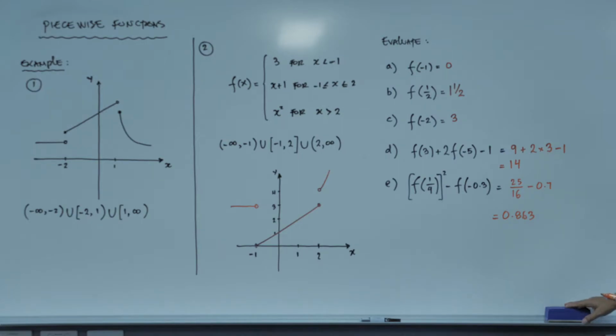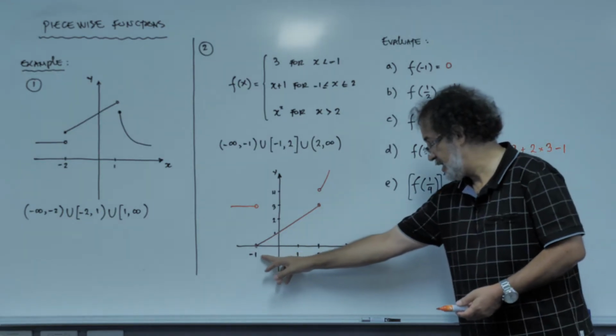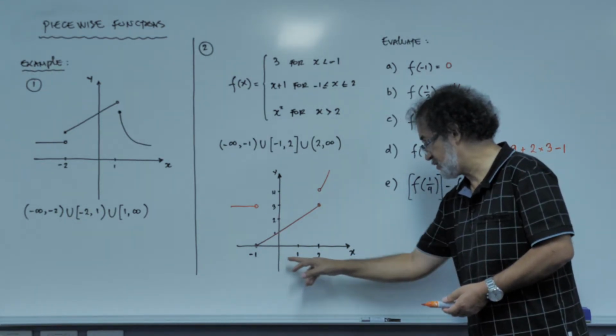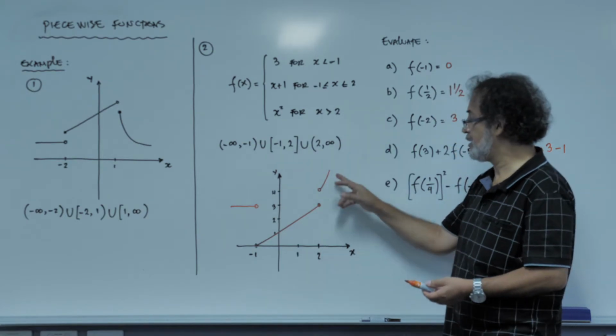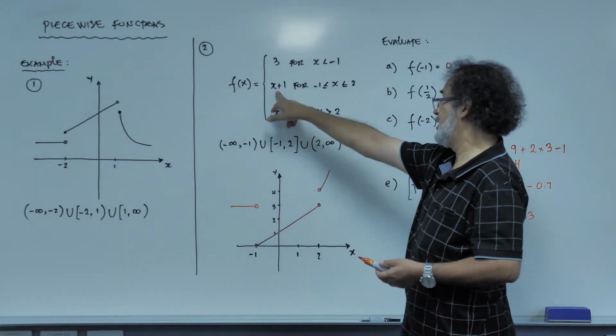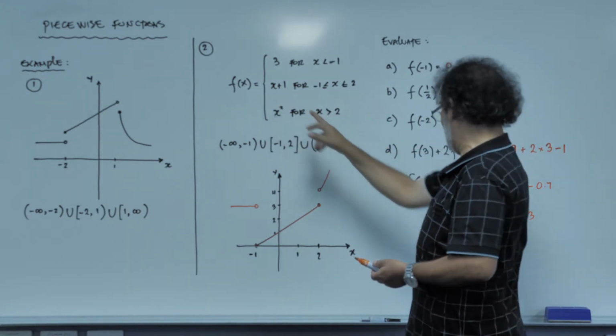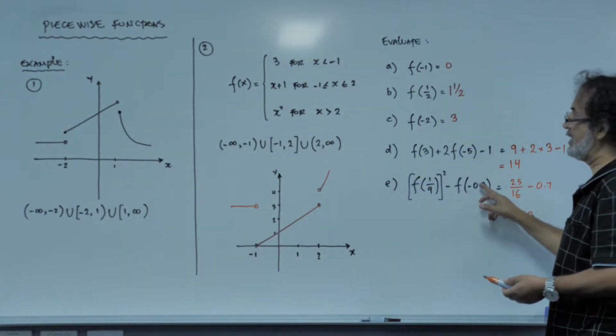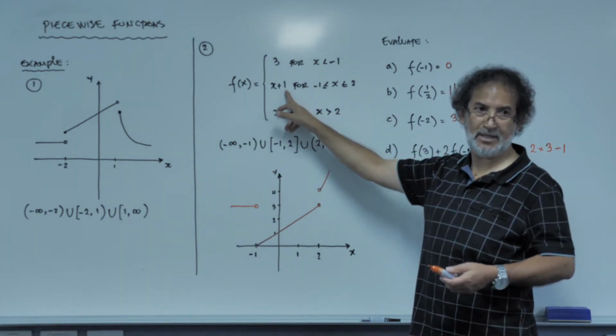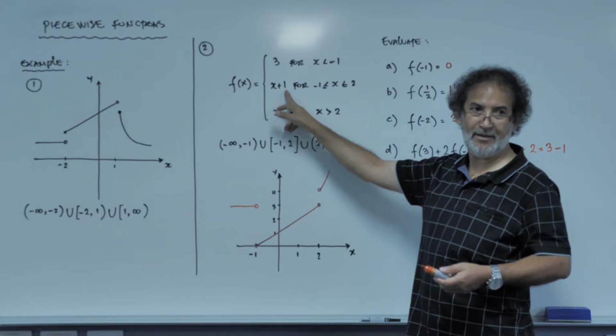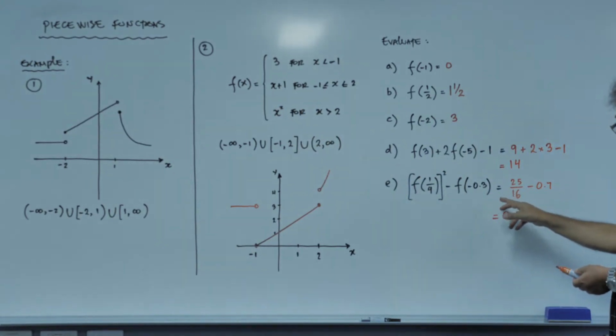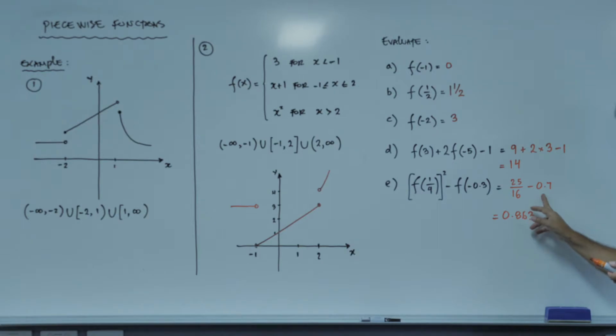0.7 is coming from evaluating negative 0.3. Can you see that negative 0.3 belongs to the middle function? And the middle function says negative 0.3 plus 1, what is it? 0.7. Okay, that is where 0.7 is coming from. And then you do this, take away that, and that's it.